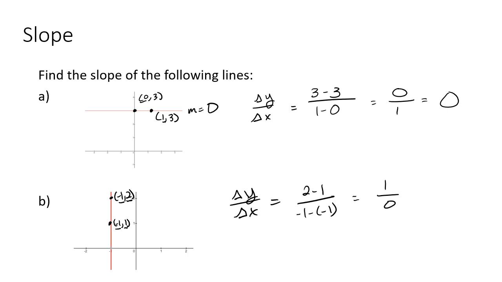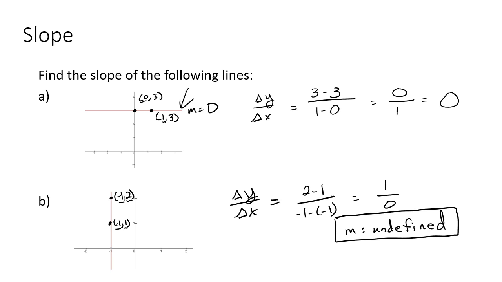That's bad, because remember, we're not allowed to divide by 0. What we would say in this case is that the slope, m, is undefined. It doesn't exist. And this is the only type of line that has an undefined slope. Right, so these are 2 special cases. A perfectly horizontal line will always have a slope of 0. A perfectly vertical line has no slope, period, undefined.